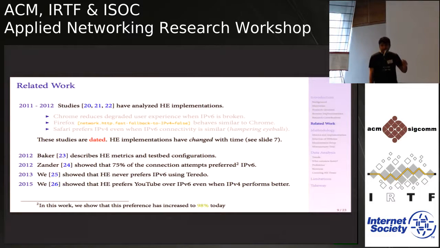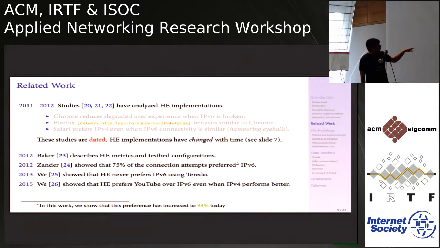Okay, next slide, please. So here is some related work. During the time when Happy Eyeballs (HE) was being released, a lot of work was done in analyzing the HE implementations. I'm not going to talk about this because these studies are dated, as I showed in slide 7, that these implementations have changed with time. So these studies do not hold anymore. The relevant work, which holds today, might be from Sebastian Zander and Geoff Huston, that showed that 75% of the connection attempts towards APNIC from clients that use Google Ads prefer V6. And we show in this paper that this preference has increased to 98% today.